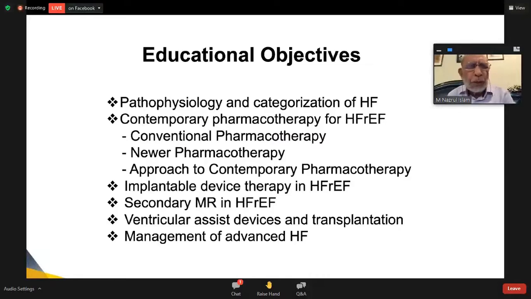The educational objectives are like that. I will share something very briefly about pathophysiology and recategorization of heart failure, and then I will try to summarize some of the contemporary pharmacotherapy in heart failure with reduced ejection fraction, including conventional therapy, newer pharmacotherapy, some approach to implantable device therapy, and secondary MR in heart failure with reduced ejection fraction, and a few other things in a very short time.